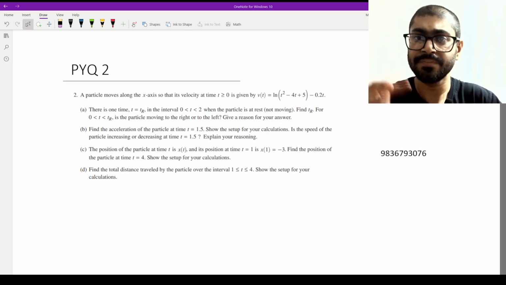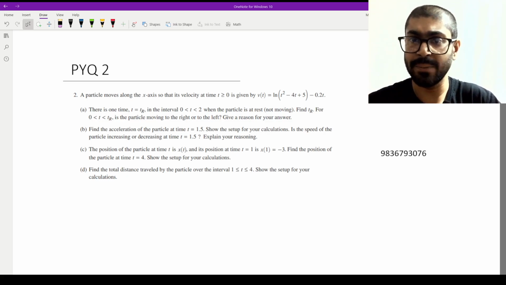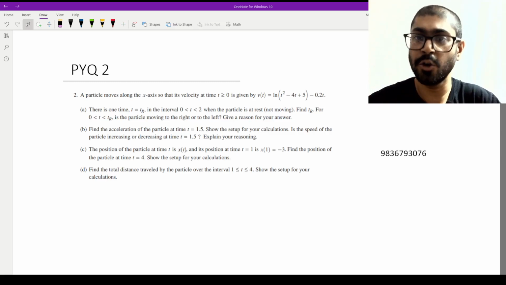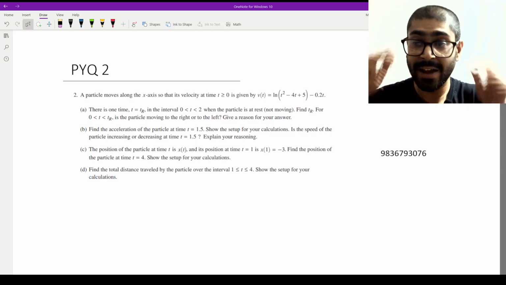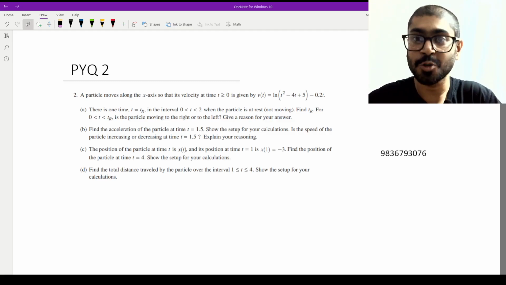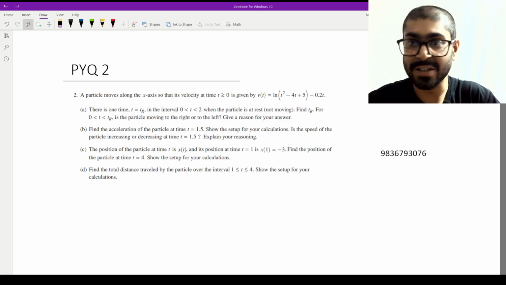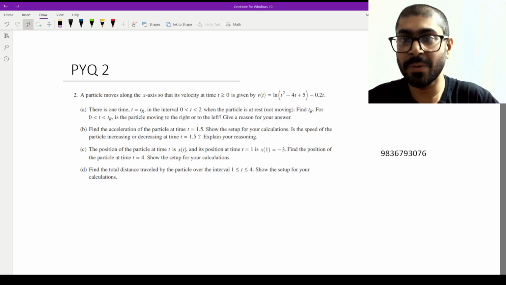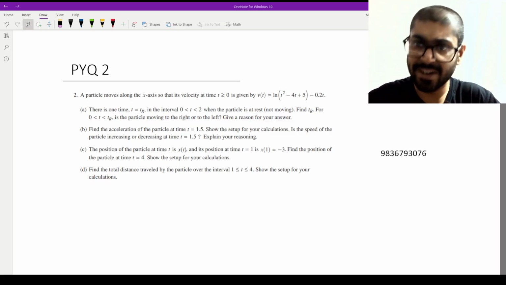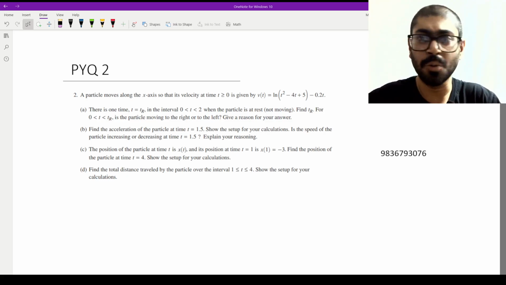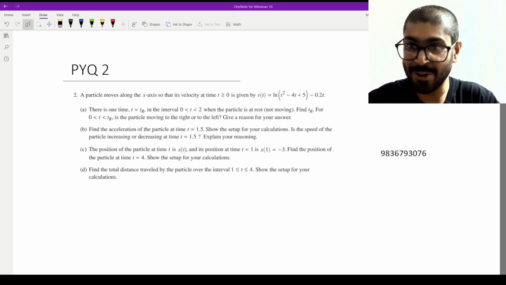You can plot ln(t² − 4t + 5) and you can plot 0.2t. You can check their point of intersection and that will give you a solution. Instead of the graphical way, I will teach you a numerical way so that you can handle these types of questions even with a normal calculator rather than a graphical calculator. Alright, a graphical calculator is allowed, but there is no harm in learning a new method, right?